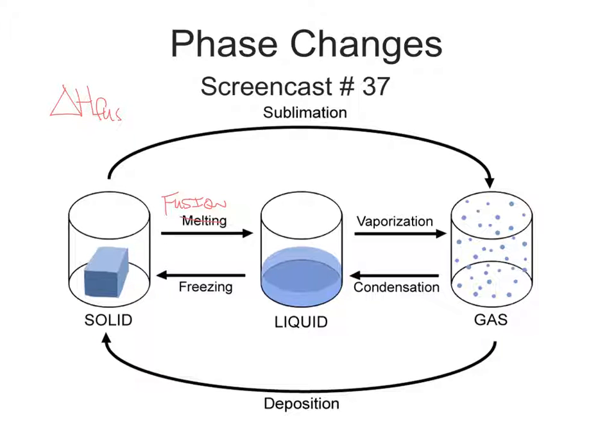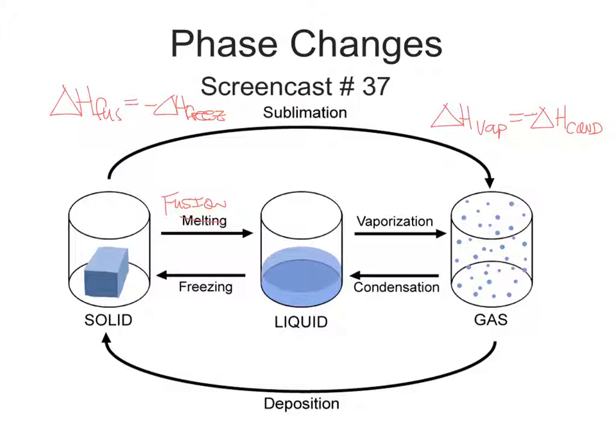It is going to be true that the delta H of fusion, the amount of heat required to melt something, is going to be the opposite in sign of the delta H of freezing. The same is going to be true for vaporization and condensation. The amount of energy it takes to vaporize something is going to be the opposite of the enthalpy required to condense it. Same in magnitude, opposite in sign.